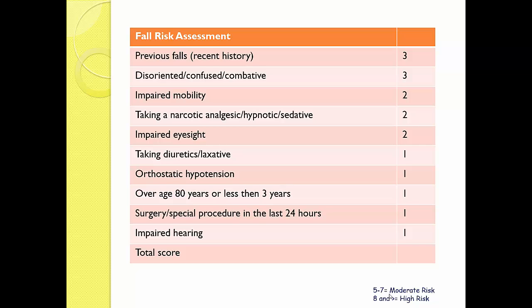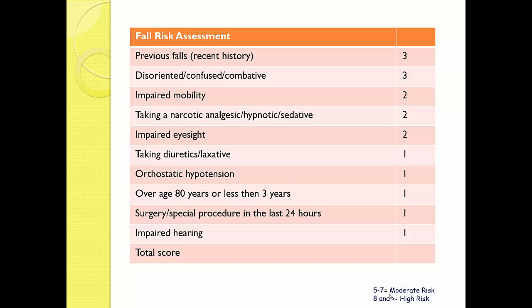Disorientation, confusion, or a combative patient would be 3 points. Impaired mobility, 2 points. Taking a narcotic, pain medication, a hypnotic medication, or a sedative would be 2. Impaired eyesight, 2. If they're taking medications that are diuretics, which are going to make them pee more because they're going to be trying to get fluid off. Also laxatives, just to help increase bowel movements. So that just makes patients a little more impulsive to want to jump up out of a bed or out of a chair, and to get to the bathroom quickly. So that puts them at a higher risk for a fall.